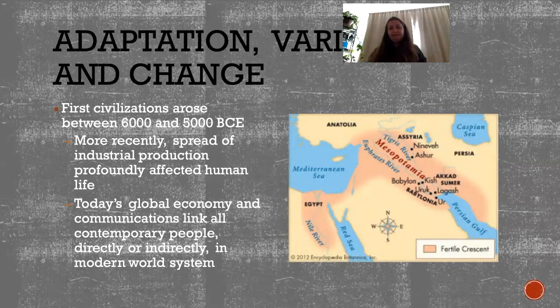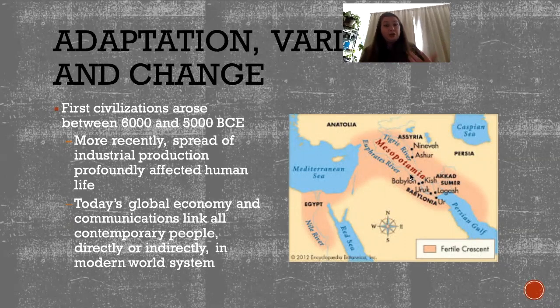Today's global economy and communications link all contemporary people directly or indirectly in a modern world system that has its very foundations right here in Mesopotamia. And this is going to happen about 7,000 to 8,000 years ago. So everything that we know today, from the way that we barter, from the way that we build, from the way that we create government and religion and ritual, all of it is going to have its origins in the origins of civilization right here between the Tigris and the Euphrates.